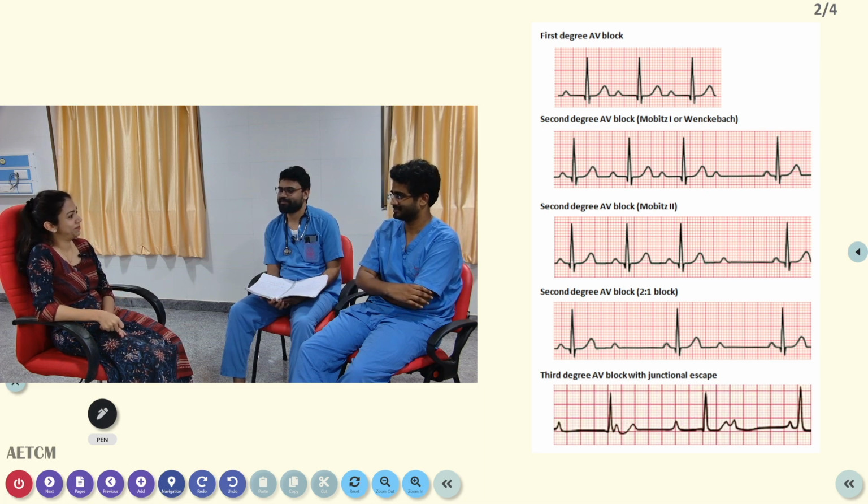Then H. Hypoxia. Hyperthyroidism causes tachycardia; hypothyroidism causes bradycardia. Then hypothermia. So there are 3 H's. Then the last one, I: infections. Mostly infections like Lyme disease, typhoid; some infections can also cause bradycardia. So these are the causes of bradycardia. Okay. Anything else? Thank you.